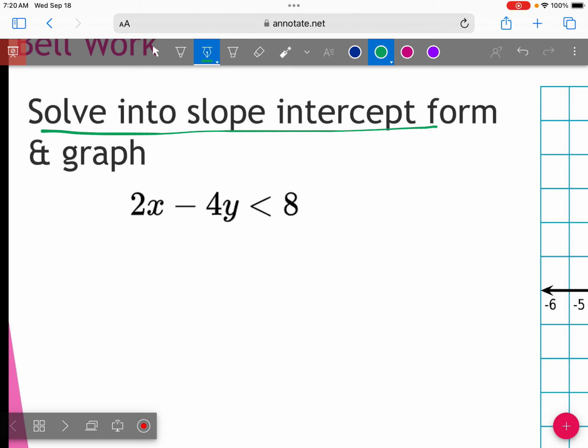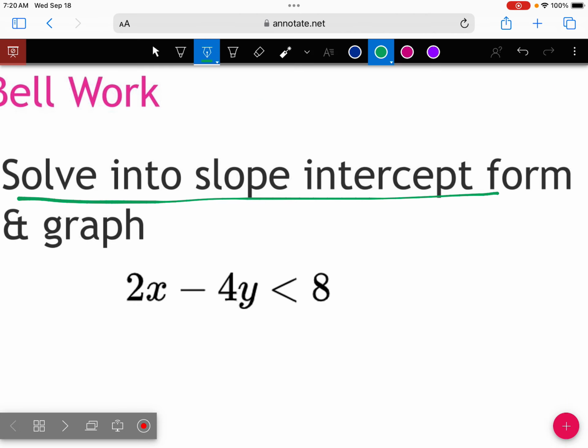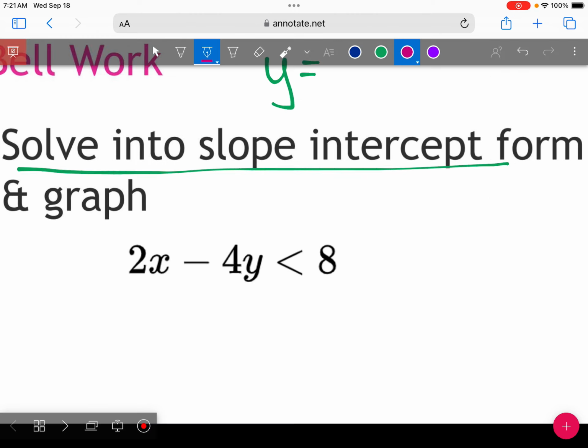I wanted to practice an important piece on this one. So if we want to solve it into slope-intercept form, that means I need to get what letter all by itself? Y. I need it to be a y equals, or in this case a y, and then some inequality sign. We just don't know which one yet. So what am I going to do in order to get the y by itself here? Well, you could add the 4y, but that's not really going to make things be by themselves. Let's subtract the 2x.